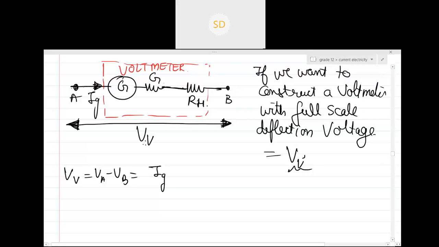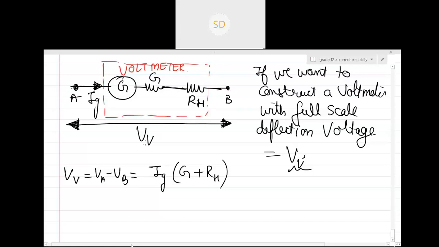Whichever 2 points, these A and B will be connected across the 2 points where you want to measure the potential. Okay, fine. This is okay. Never mind. I thought this is like an actual branch. G is just the internal resistance of the galvanometer. Right? Yes. Okay. So Ig into G plus RH.